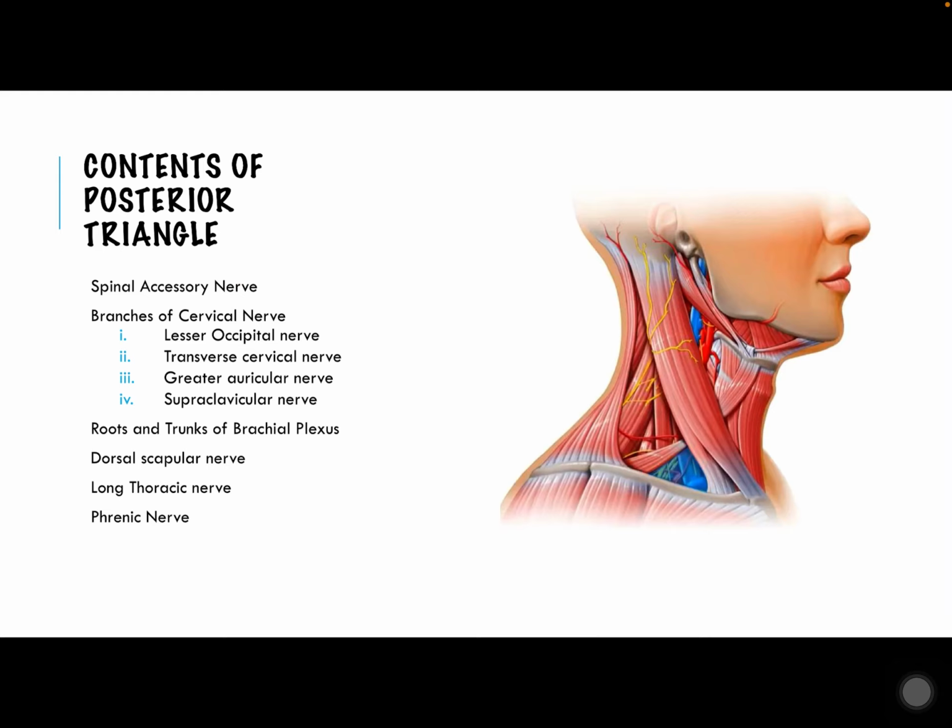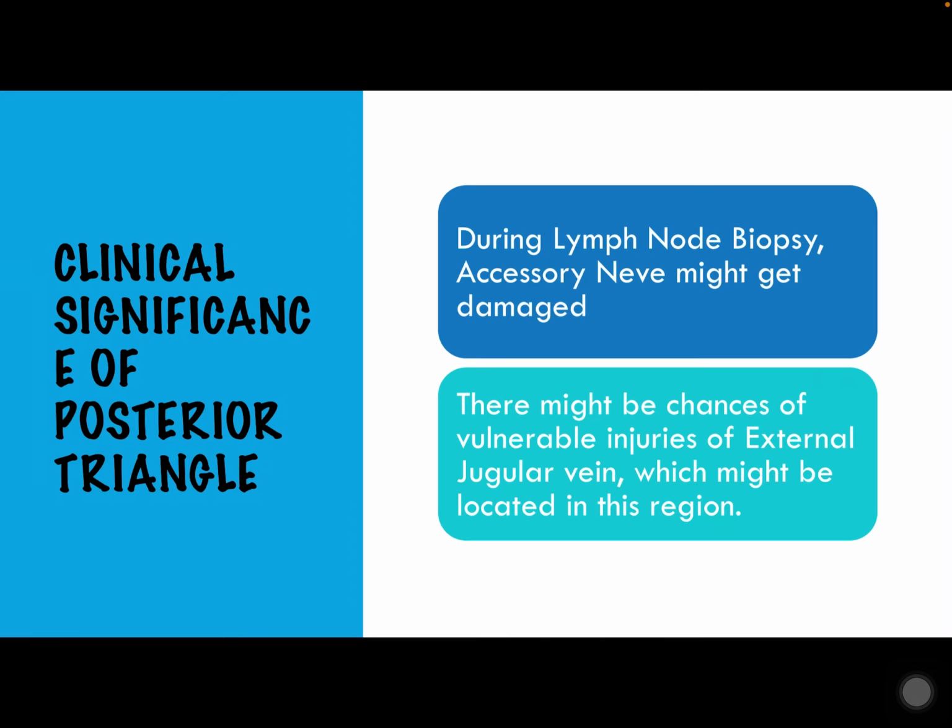Other contents of the posterior triangle are the spinal accessory nerve and branches of the cervical nerves, which include the lesser occipital nerve, transverse cervical nerve, greater auricular nerve, and supraclavicular nerve. It also consists of roots and trunks of the brachial plexus, dorsal scapular nerve, long thoracic nerve, and phrenic nerve. So the clinical significance of the posterior triangle is that during lymph node biopsy, the accessory nerve present in this triangle may get damaged, or there might be chances of vulnerable injuries to the external jugular vein, which is located in this region.